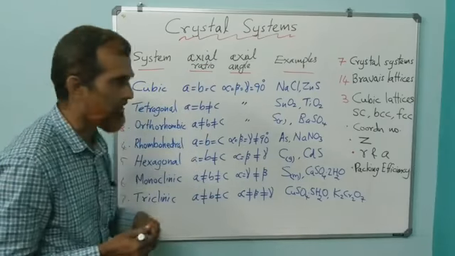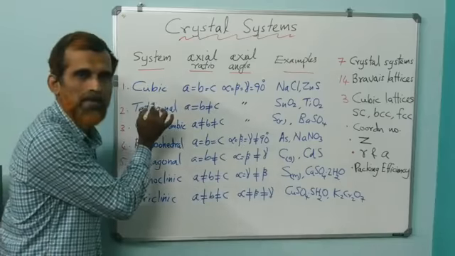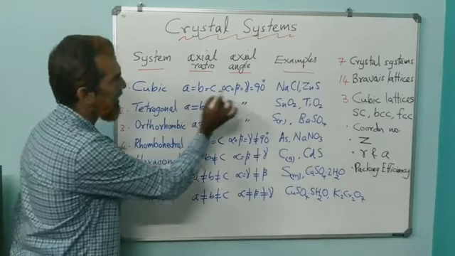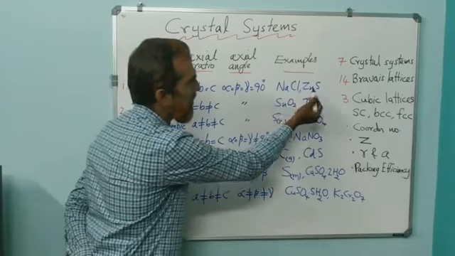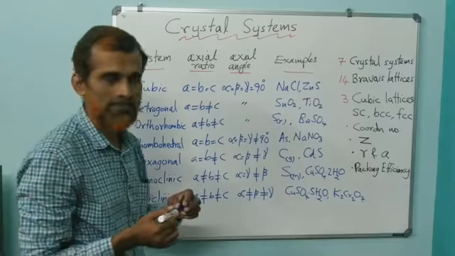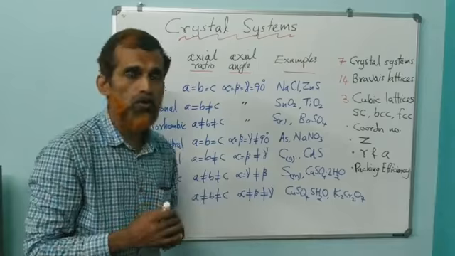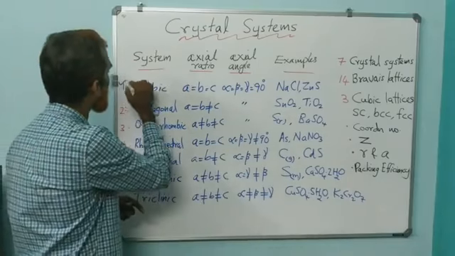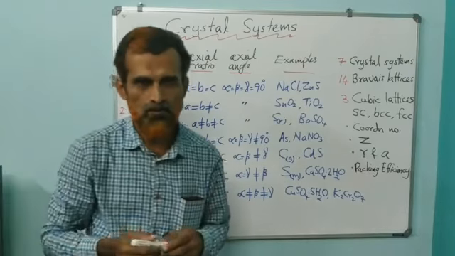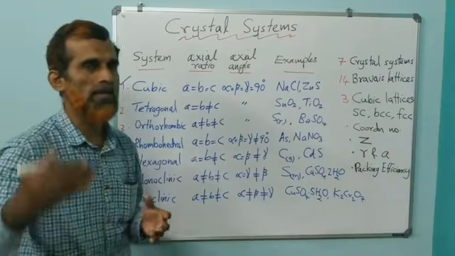Let's go to the discussion of crystal systems. The first one, cubic system. All are equal. Examples: sodium chloride, zinc sulfide, etc. Remember that in the present module, we will be discussing mostly the cubic system further in the remaining classes.